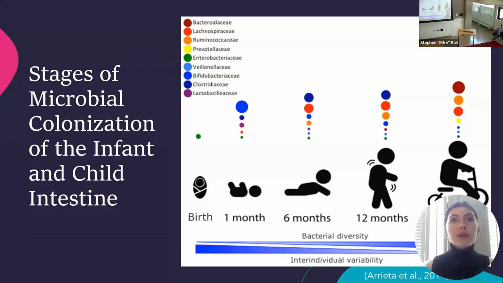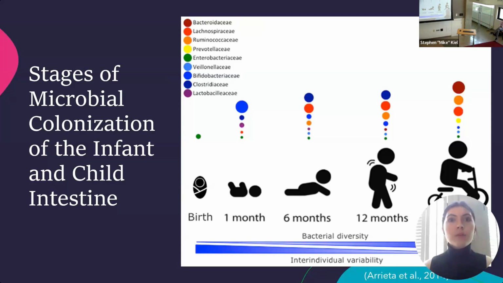The diagram on this slide references the stages of microbial colonization in the infant and child intestine. The most abundant bacterial families are shown in circles, with the size of the circle being proportional to the relative abundance of the bacterial taxa at each growth stage. In newborns, the intestinal microbiota is colonized by enterobacteria. Following this stage, strict anaerobic bacteria begin to dominate the microbial community. Anaerobic bacteria are bacteria that do not live or grow when oxygen is present.